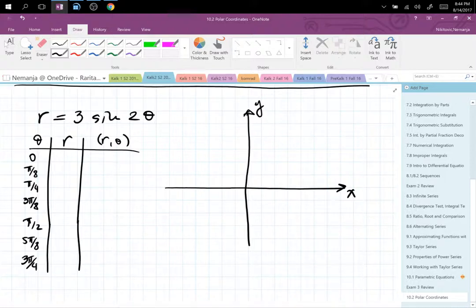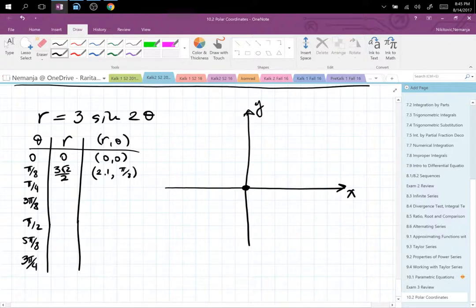Plug in 0. Sine of 0 is 0. Times 3 is still 0. So r comma theta is 0, 0. It's the origin. Plug in pi over 8. We get sine of pi over 4, which is root 2 over 2. So 3 root 2 over 2. I'm actually going to convert those points using a calculator. 3 times root 2 divided by 2 is about 2.1. So 2.1 and pi over 8.